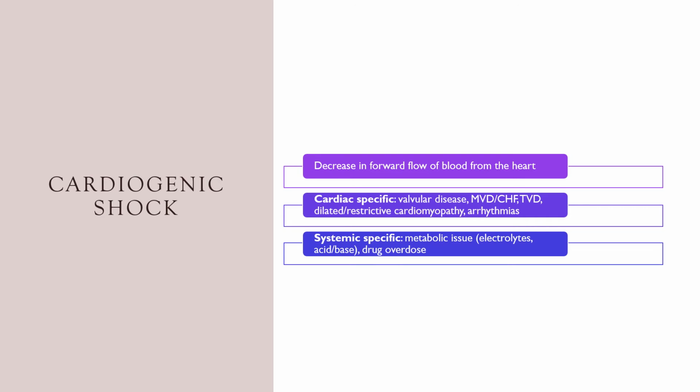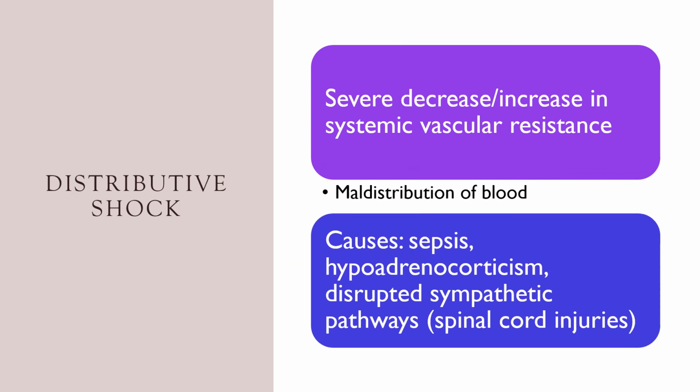So cardiogenic shock is the second type of shock. It's a decrease in forward flow of blood from the heart. There's cardiac specific kinds like valvular disease and cardiomyopathies and arrhythmias. Systemic specific issues like metabolic imbalances with electrolytes or acid base and certain drug overdoses that affect the heart can lead to cardiogenic shock.